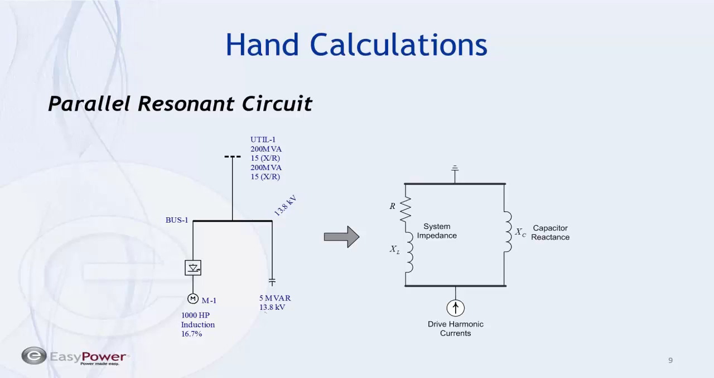Parallel resonance circuit. So if you have, let's say, a system which has a utility, has a cap bank, very much like the system that you saw here.